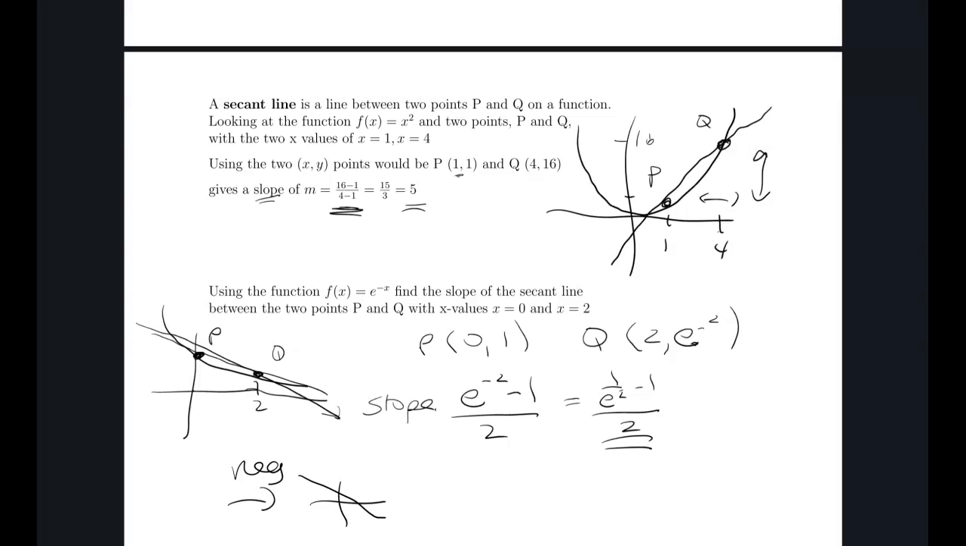You read a graph like you read a word, right? That's going down. And this had a positive slope because you read a graph like you read a word and it had positive slope.